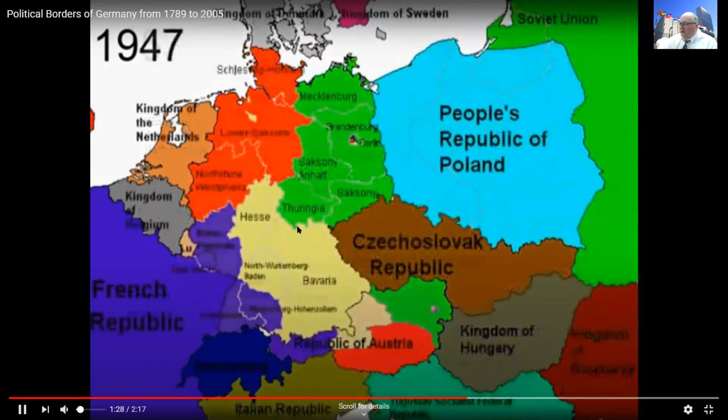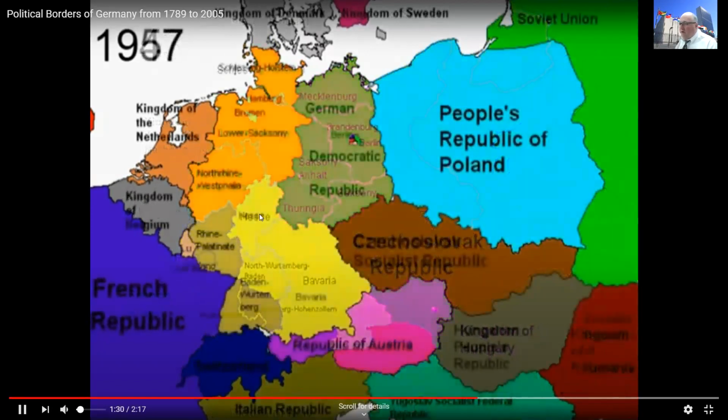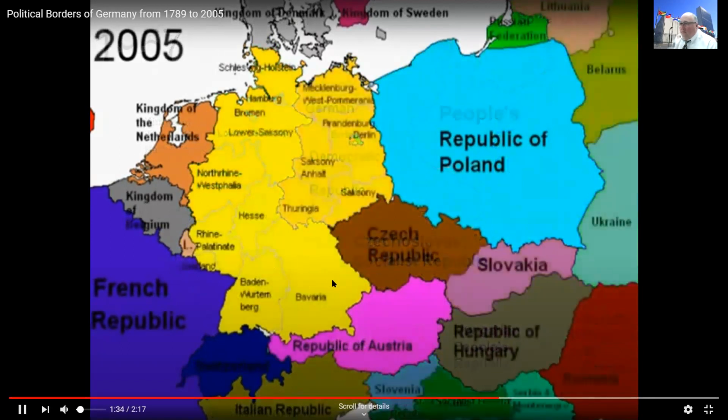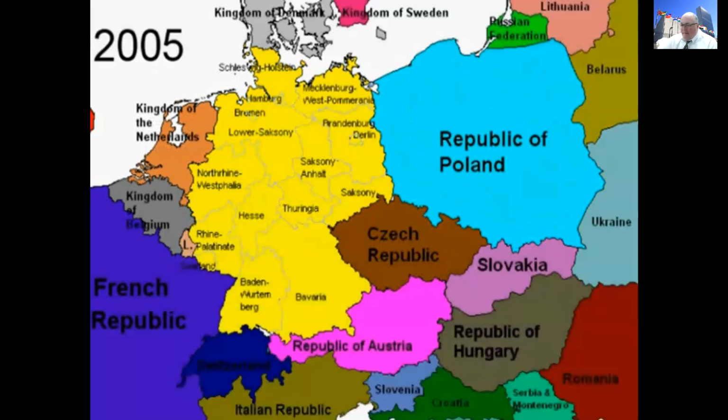Up through World War II, and then post-World War II into the Cold War, up through essentially what we now know as modern-day Germany. So I'm going to pause that.